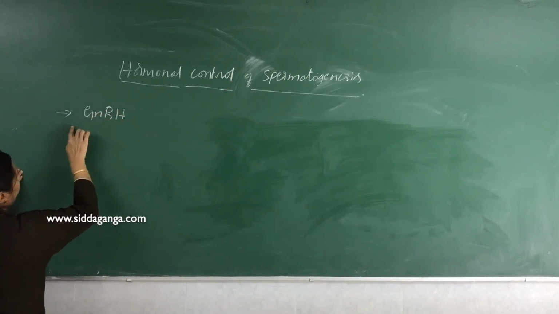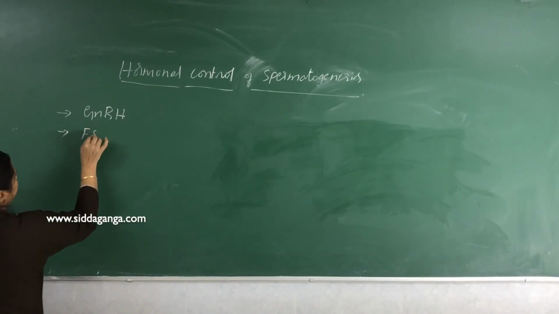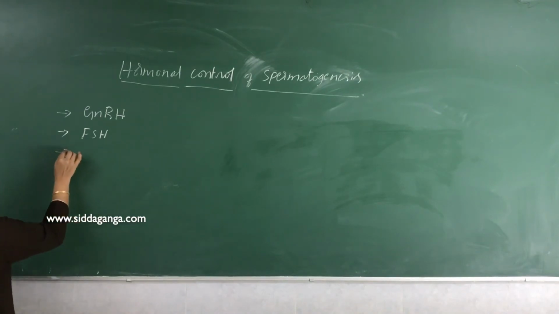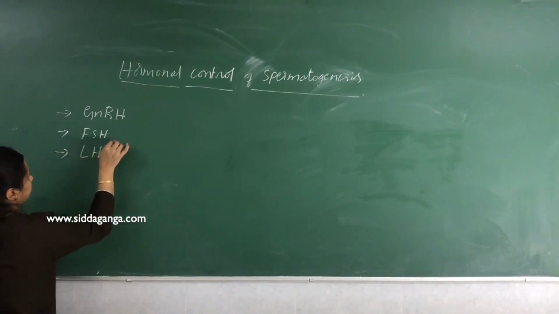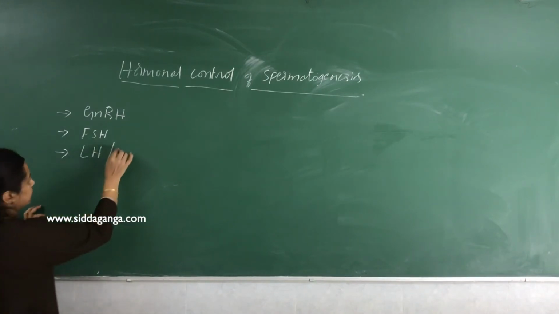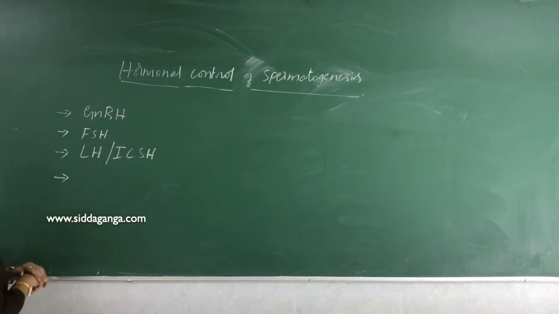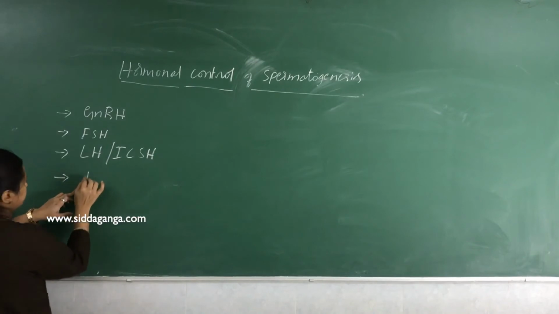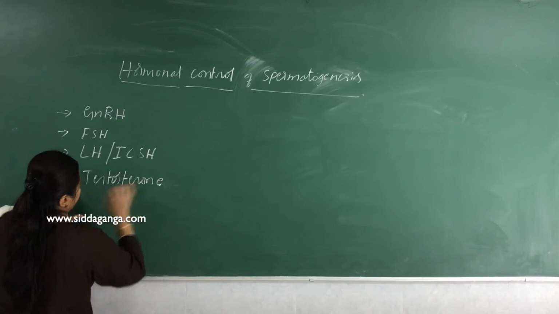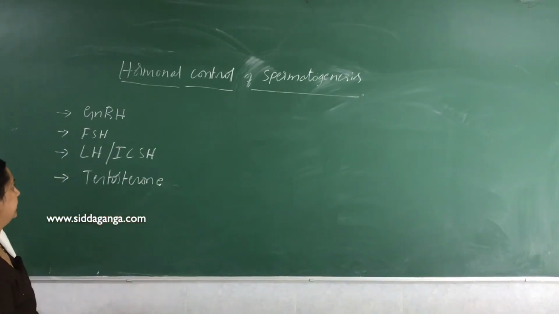GnRH, gonadotropin releasing hormone. The second one is FSH, follicle stimulating hormone. One more is LH, luteinizing hormone. In males, luteinizing hormone is also called ICSH. And one more hormone, testosterone. Testosterone is secreted by the interstitial cells or the Leydig cells of testis.